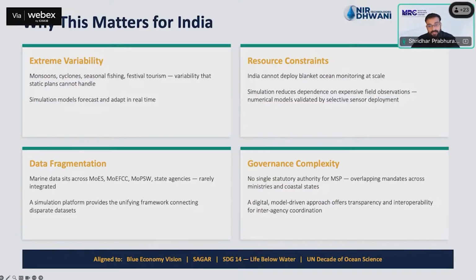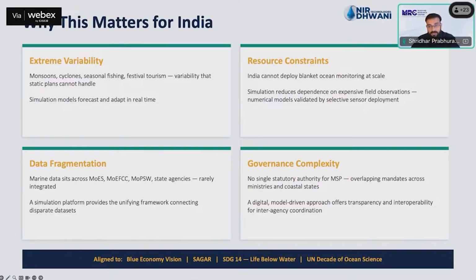The second thing is data fragmentation. We have data that is being collected by a lot of different departments, but in separate silos. As a platform, we want to bring it together in a unifying framework where the agencies can push data into our platform as well as pull data from the platform. So an open model where multiple agencies can come and contribute together.